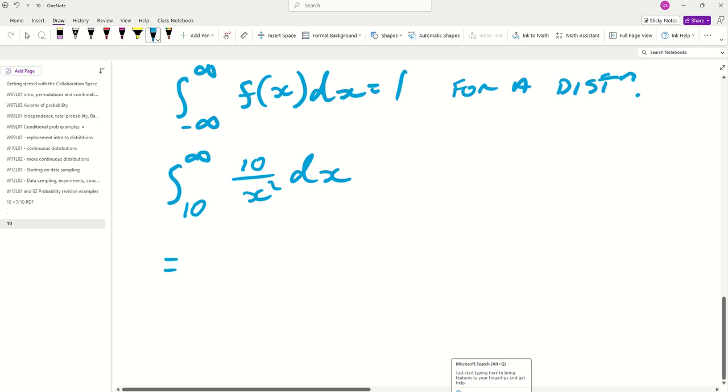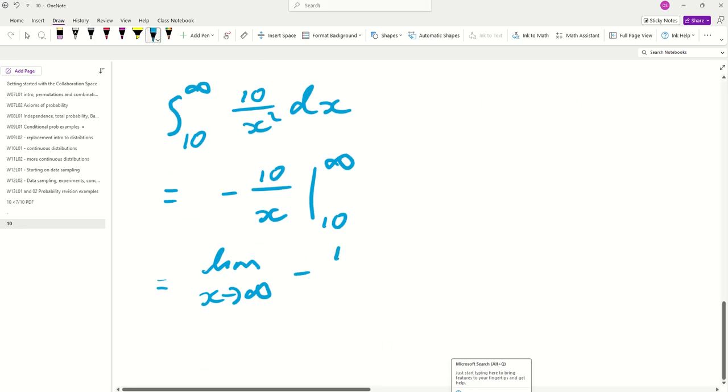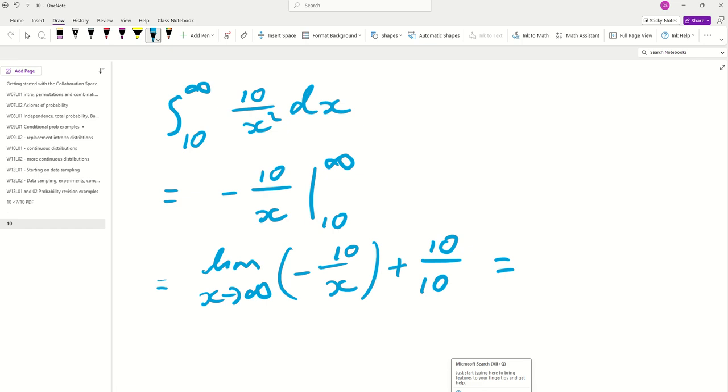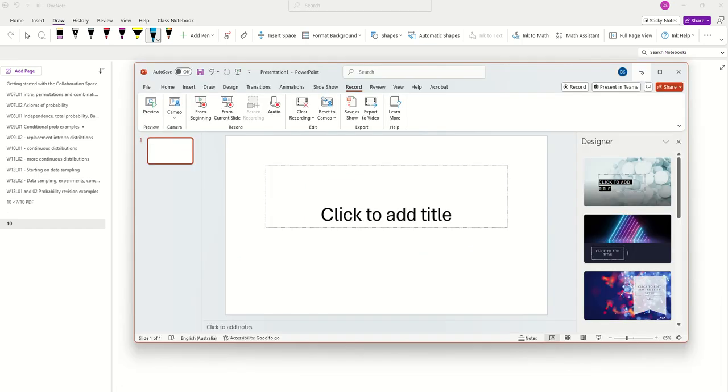So we want to check this. This is equal to add 1 to the power, divide by the new power for this integration. Because it's one of these unusual integrals with infinity in the limit, we have to take a little bit of care and interpret that as a limit as x tends to infinity. Now, it's going to be minus 10 over the bottom limit, which is 10. The limit as x tends to infinity of 1 over x is just 0, so this is 10 over 10, or 1. So indeed, this is actually a distribution. That's nice.